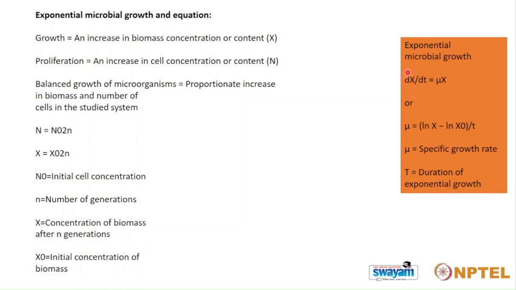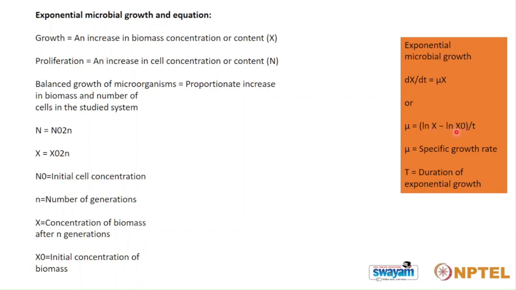So we can write that expression as dx by dt is equal to mu x. Here dx by dt refers to the variation of biomass with respect to time, and mu refers to growth rate, and x refers to the biomass. So if we integrate these terms, we finally get an equation which is mu is equal to ln x minus ln x naught by t.